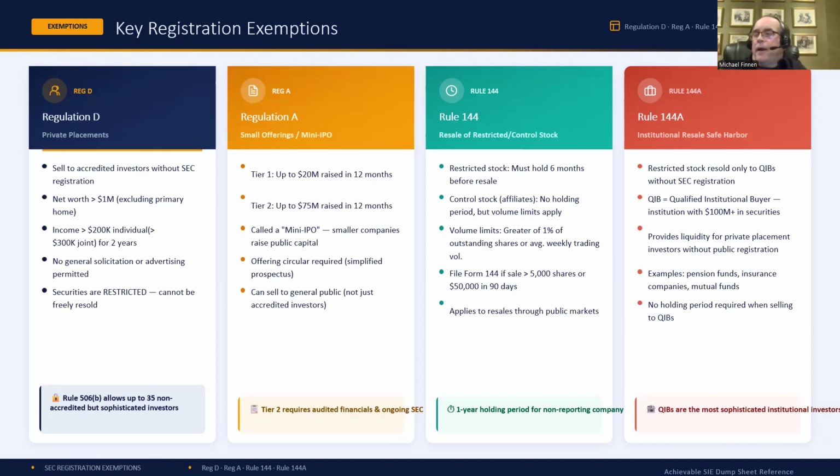Rule 144A. There's a thing called QIBs, okay? A QIB is a big institution that runs over $100 million, and they have $100 million in investable assets. They do not have to worry about the Rule 144. And what does that mean?